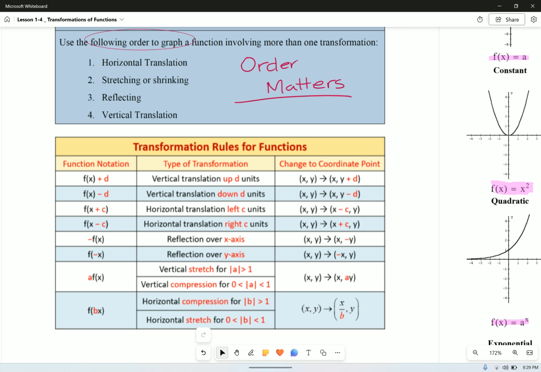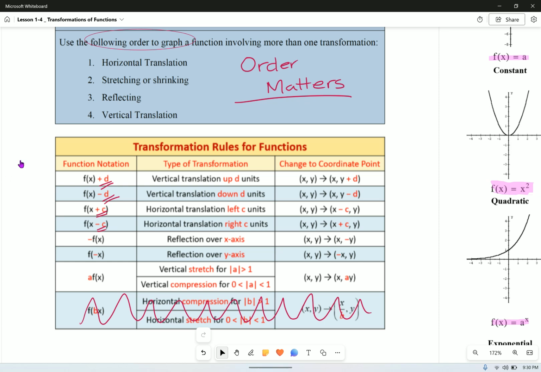And you can use these transformation rules to help you remember. Okay? So if the number is outside of the function, you know that it is going to be vertically moving. If you have values that are adding or subtracting to the x, it's going to move horizontally. Negatives cause reflection. So notice the position of those negatives. One's outside the function, one's inside the function. And then we already talked about vertical stretch and compression. We will not do this.